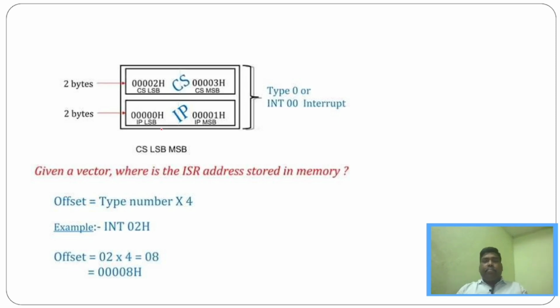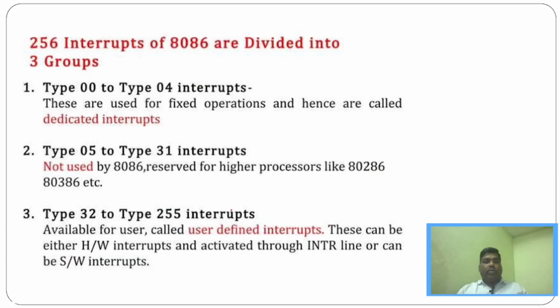And you can also calculate the address of each and every interrupt. As I said, if the question is given like this, INT 02H, find out the ISR address for 02H. That is nothing but interrupt 02, that is type 2 interrupt. So type 2 interrupt, as I said, type 2 into 4, so it is 008. So the address location is 0008H. So as I said, 2 bytes for CS and 2 bytes for IP. So for any particular interrupt number, you are able to find out the address location.